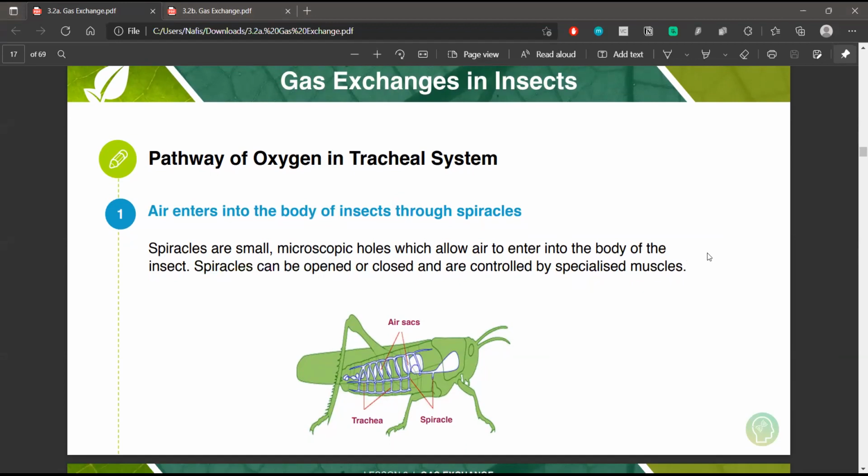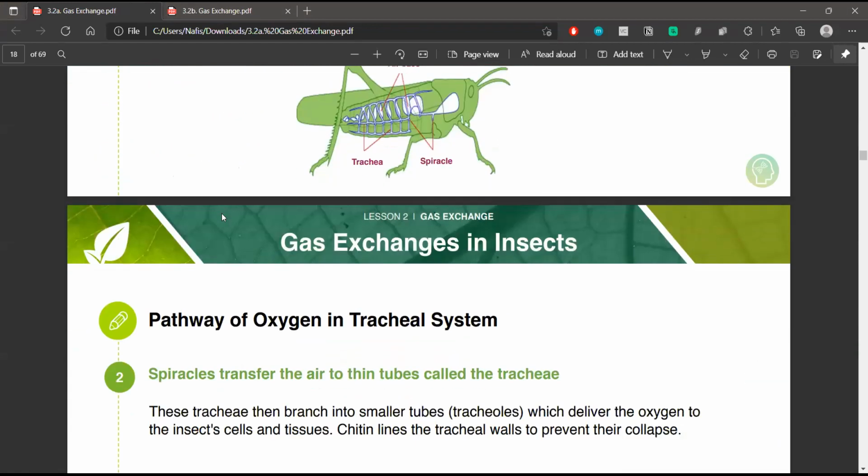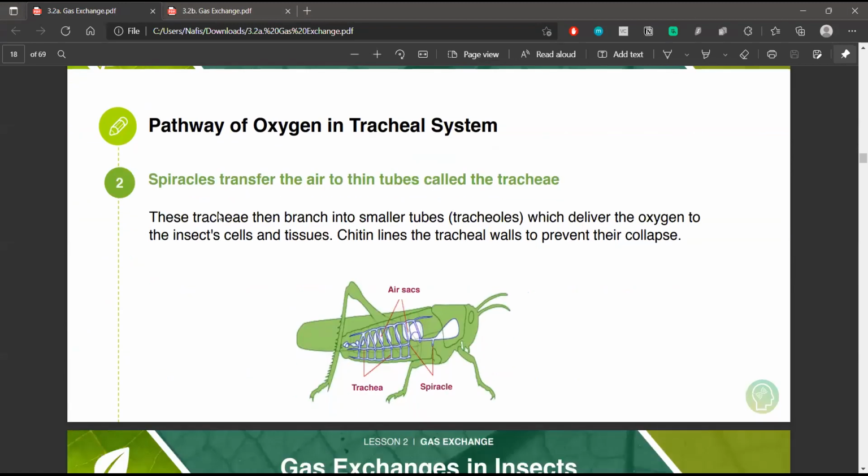What are spiracles quite similar to in other organisms? In another organism, stomata, yeah. So spiracles are quite similar to stomata because they're small holes which are within that thick, waxy cuticle that plants have. Spiracles then transfer the air through thin tubes called the tracheae, and trachea are lined with chitin to prevent their collapse. What is the chitin quite similar to? Cartilage, yeah. Cartilage lining human trachea.